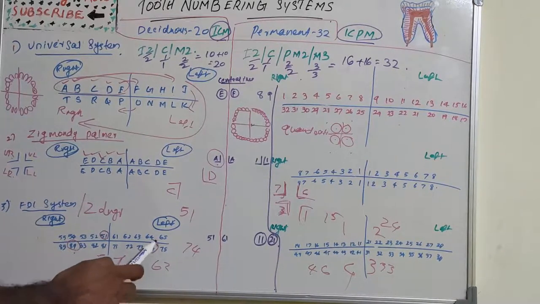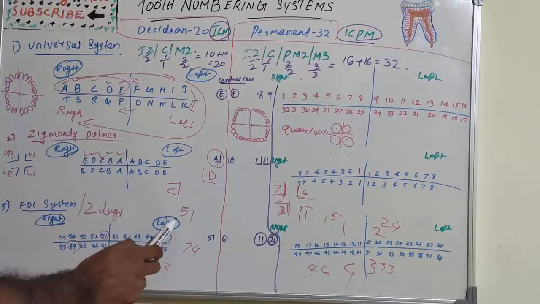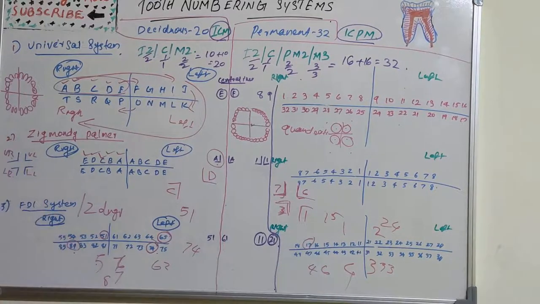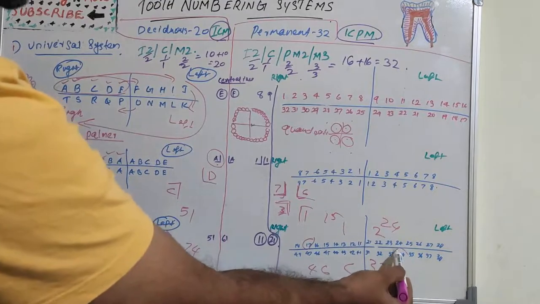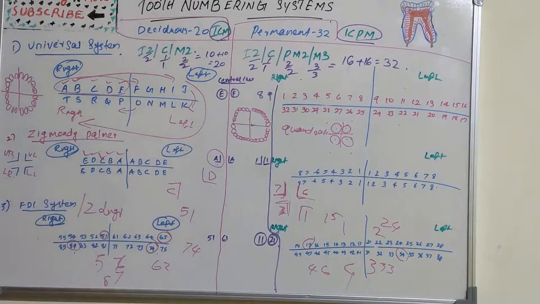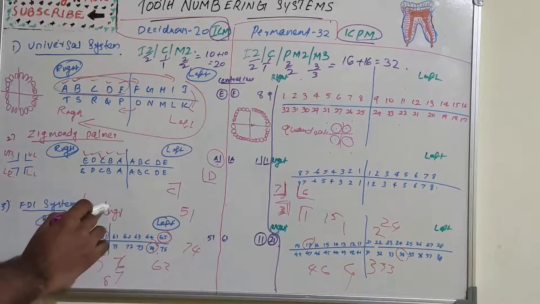7-4 means lower left first molar. 6-5 means upper left second molar. 1-7 means upper right second molar. 3-4 means lower left first premolar. So this is a commonly used system on our academic side. So we should follow this FDI system or two-digit system.